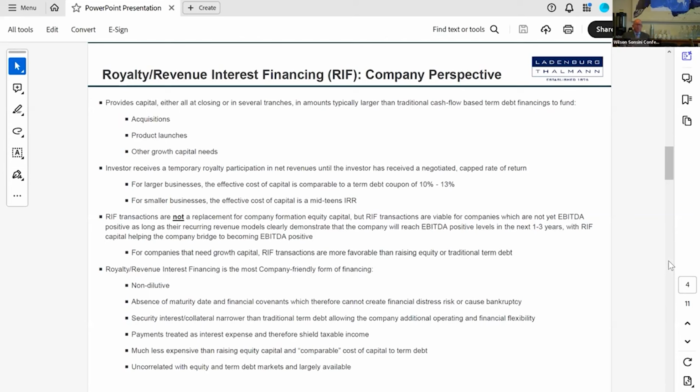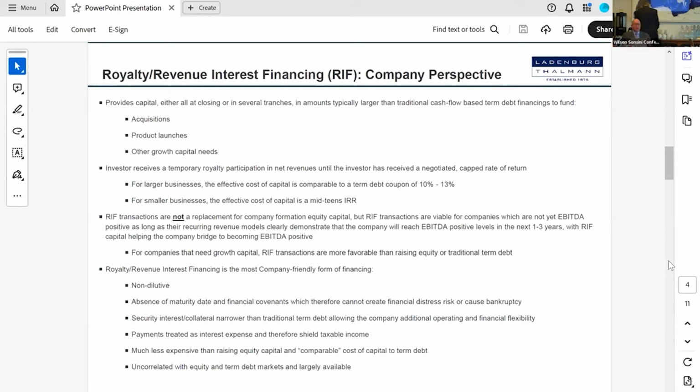Number four, the payments to the RIF investor are treated as interest expense, as are payments to term debt. So RIF financing also serves as a shield to taxable income, just like regular debt. So it has the benefits of debt without having all the problems that could put companies at risk of bankruptcy. It's much less expensive than raising equity capital, certainly in the equity markets of the last 3 years. And it's comparable, and I'll explain what it's comparable to, to the cost of raising term debt.